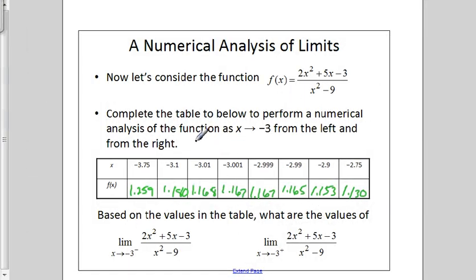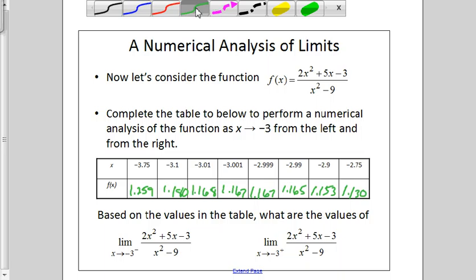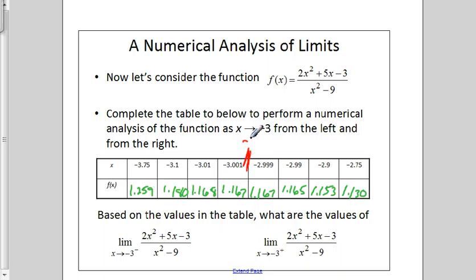And what we want to do is look at the function as x approaches negative 3, first from the left and then from the right. So I'm trying to get to negative 3, which is right in here, so x equals negative 3. I want to approach negative 3 from the left, and it's getting closer and closer to this number, 1.167. What the heck is 1.167? Well, that is getting real close to 7 over 6.